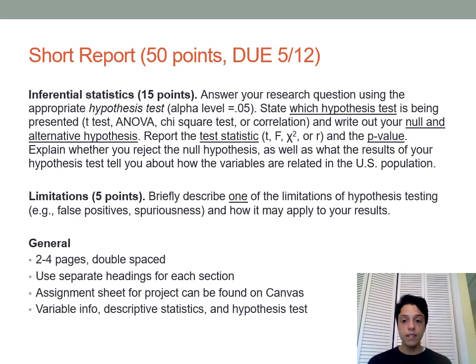All the stuff on Canvas is in a folder called Applied Data Analysis Project. It should be at the top of the page now. You can find that main assignment sheet that tells you about the guidelines, and then a sheet that gives you your variable information, your descriptive statistics, and your inferential statistics for your specific research question. In that folder there will also be a Dropbox to submit the assignment. Again, this is due Wednesday, May 12th, so that's during finals week, and it'll be worth 50 points.